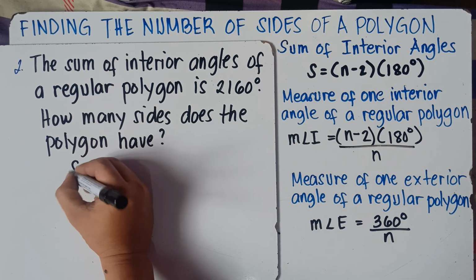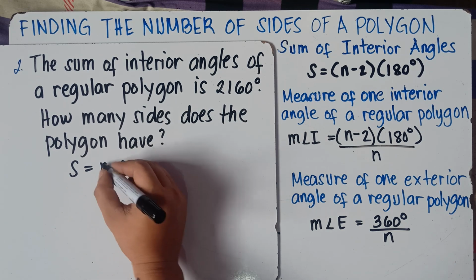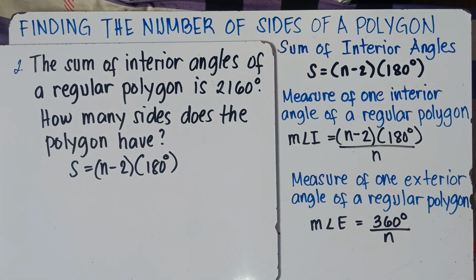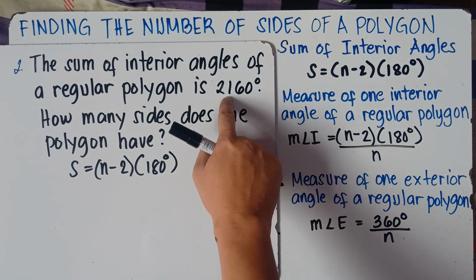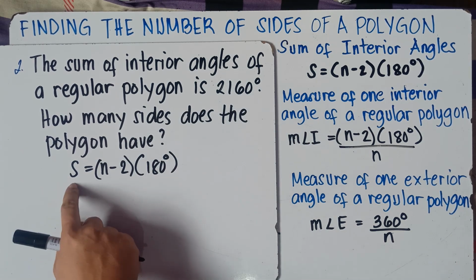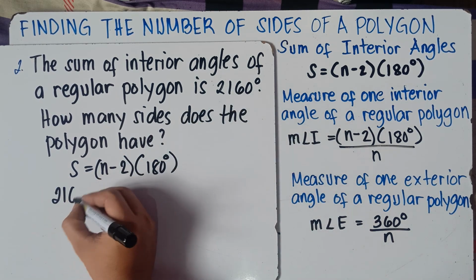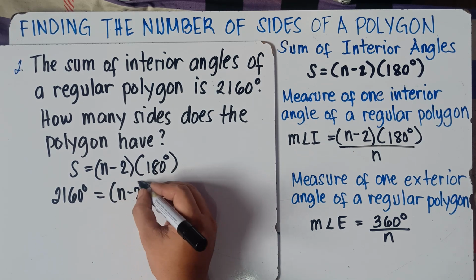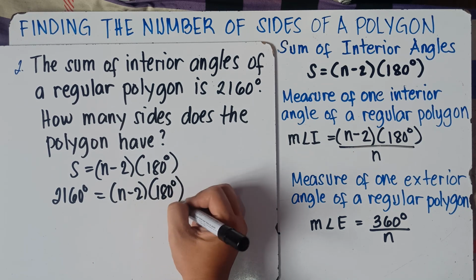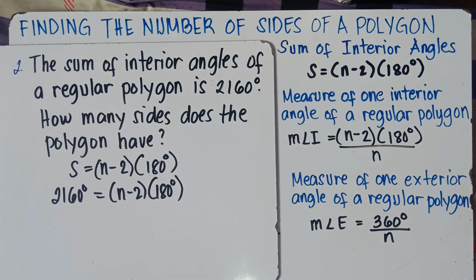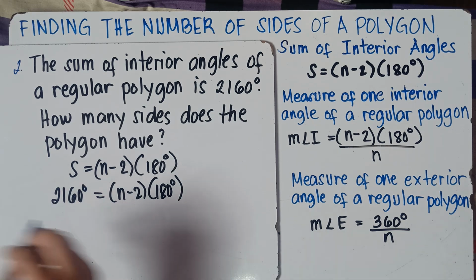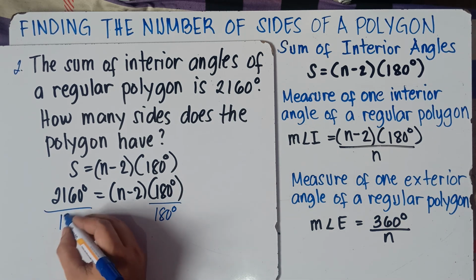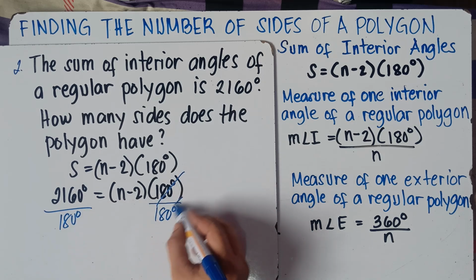Alright, so use the formula S equals n minus 2 times 180 degrees. We are given the sum, so substitute this value. The sum, that would be 2160 degrees equals, copy the quantity n minus 2 times 180 degrees. Then to get the value of n, you need to divide both sides by 180 degrees so that we can cancel this out.